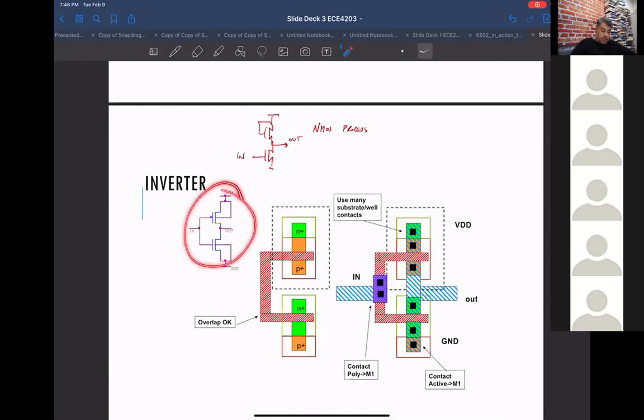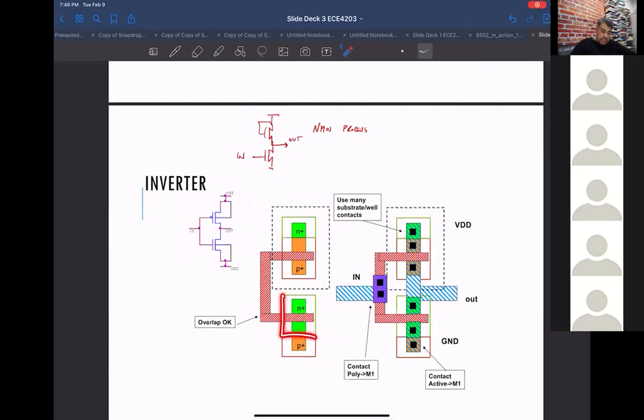Okay, so here's the schematic symbol. This is what the layout looks like. So this is the layout of the transistors. Let's look through it a little bit. This is the NMOS. This is the active layer.